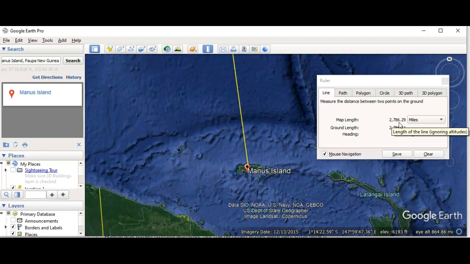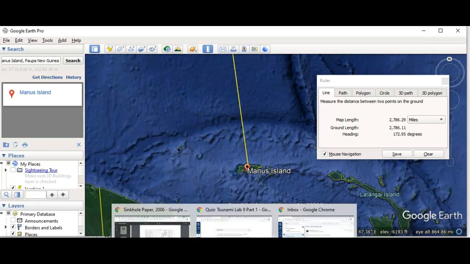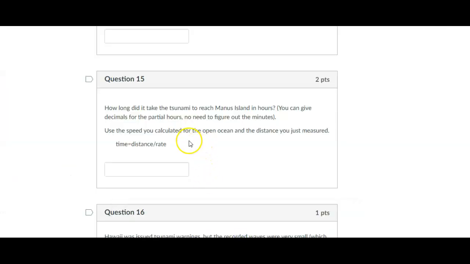So it's 2,786 miles. That's how far it is away from the epicenter. And so what do I need to do? I need to plug that in here. Okay? And so the distance, I plug that value in for the distance, and I divide it by the rate. So remember, miles divided by miles per hour, I'm going to get rid of the miles. I'm going to end up with a time in hours. So how long did it take to reach that in hours? Boom. You just do the division and put the number there.